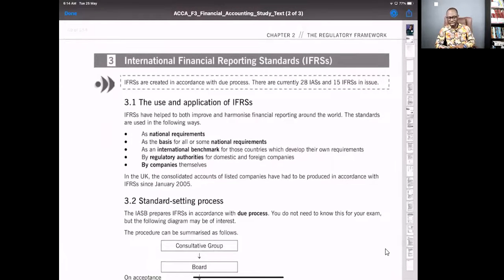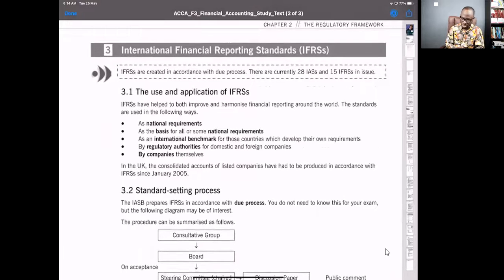So let's expand a little bit on the IFRSs, and then let's look at issues about that. The use and application of IFRSs. IFRSs have helped both improve and harmonize financial reporting around the world. The standards are used in the following ways. One, as national requirements. Like we said earlier, they are integrating them so that there will be convergence between the national laws or national standards as well as the IFRSs. Two, as a basis for all or some of national requirements. So the IFRS becomes the basis because it is international. When countries are setting their national standards, they reference the IFRSs in the development of their standards.